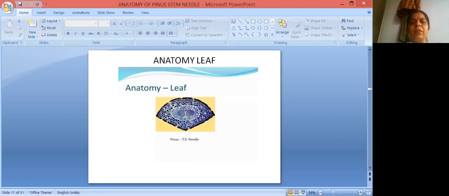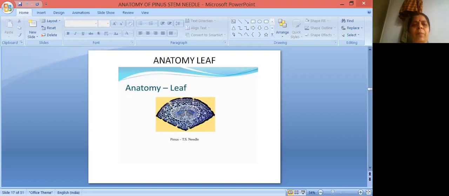Now, this is the picture which tells about the anatomy of the pinus needle. Look at this. Here, this is the pinus leaf diagram, which is triangular in outline. It is the example of Pinus sylvestris. In Pinus roxburghi and in Pinus longifolia it is also triangular, and in Pinus monophylla the outline is circular.